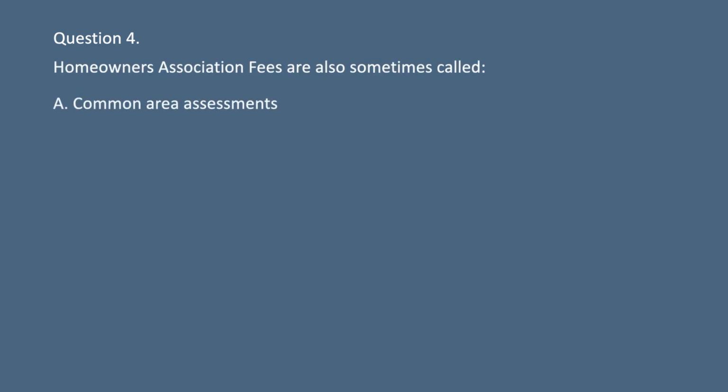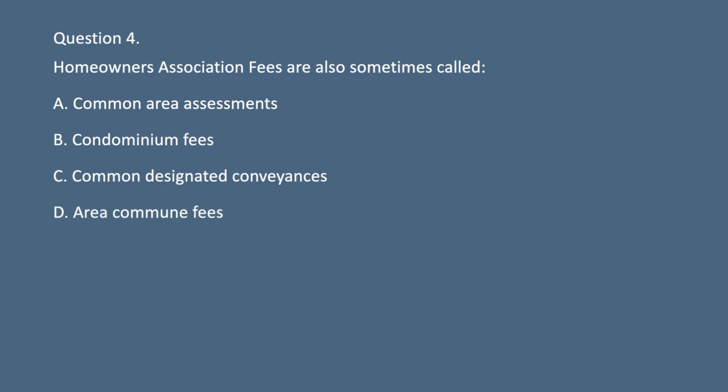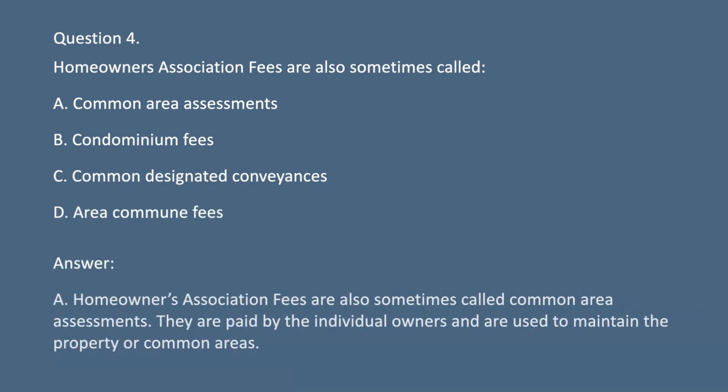Question 4. Homeowners association fees are also sometimes called A. Common area assessments. B. Condominium fees. C. Common designated conveyances. D. Area commune fees. Answer: A.